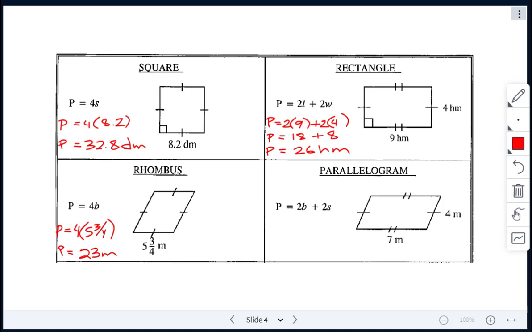Next we have a parallelogram. It's like a tilted rectangle. Again, we have the double dashed line and then the single dashed line, representing that these two sides are the same and these two sides are the same. Our formula is 2b plus 2s. S is side, b is base. 2 times 7 plus 2 times 4, which gives me 14 plus 8, which gives me 22 meters.